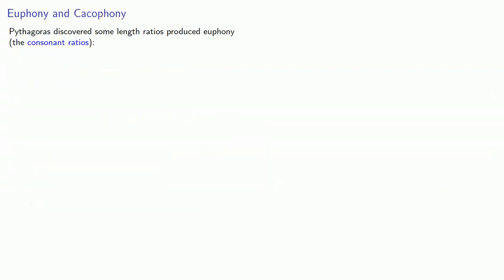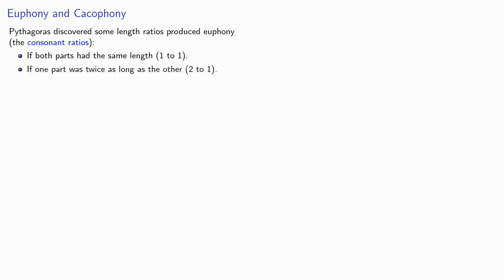And so Pythagoras discovered that some length ratios produced euphony, the consonant ratios. If both strings had the same length, that's a ratio of 1 to 1. That was euphonious. That shouldn't be too surprising. The strings have the same length, so they produce the same sound. Another consonant ratio occurred if one part was twice as long as the other, or if the two parts had a 3-to-2 ratio, or a 4-to-3 ratio.